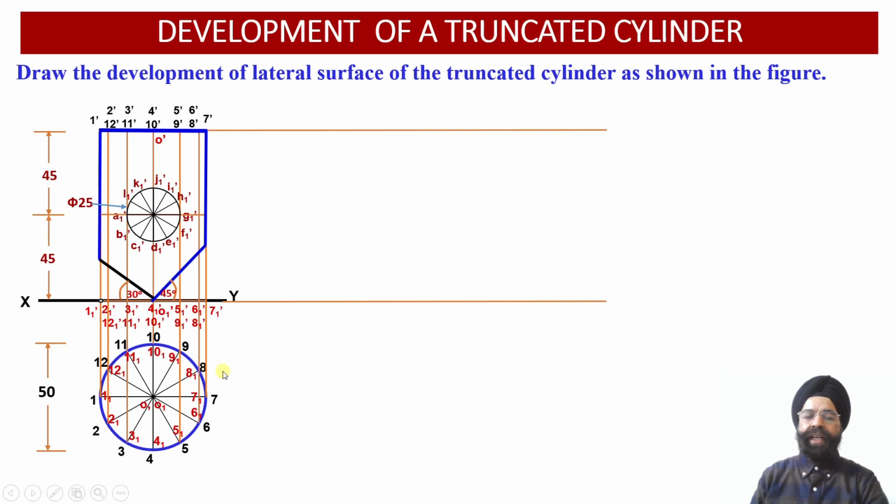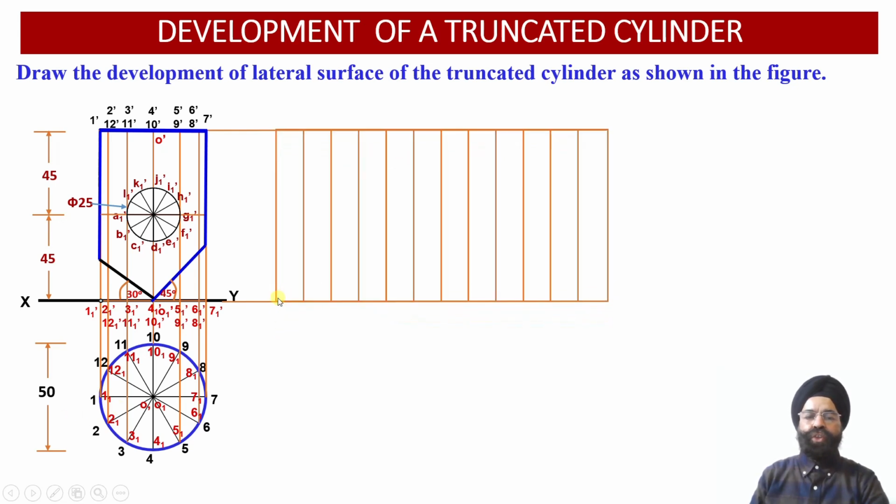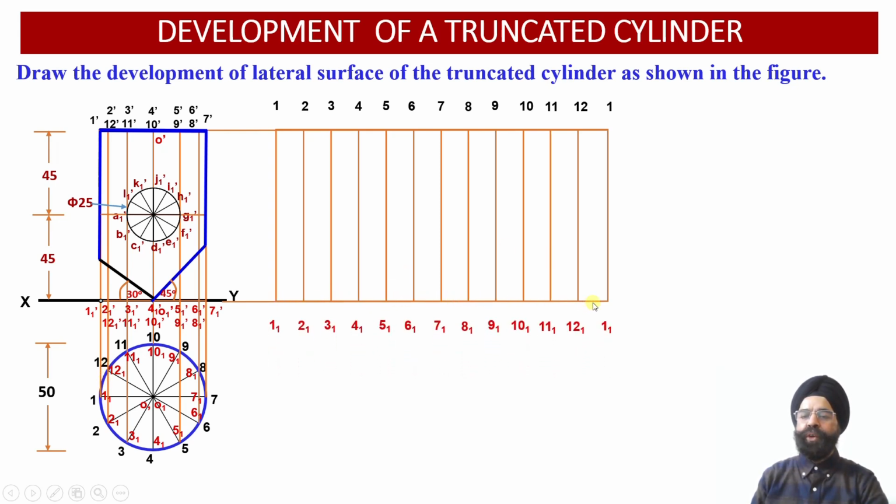and 12 segments we are going to obtain over here. So we are going to open the cylinder from the point 1. So from point 1, now we are going to mark different points as 1, 2, 3, 4, 5, 6, 7, 8, 9, 10, 11, 12 and 1. So that 12 segments corresponding to the 12 sectors of the circumference of the cylinder we have been able to open up or obtain onto this lateral surface development view over here.